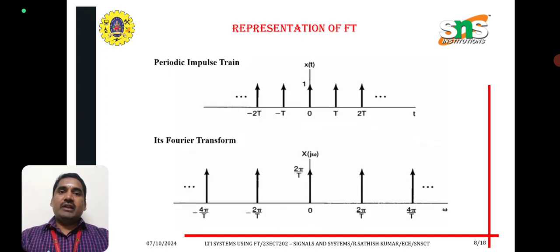This is the periodic impulse train in the time domain representation, with impulses at minus 2T, minus T, T, 2T and so on. While taking the Fourier transform of the above function, we can get the terms minus 4 pi by T, minus 2 pi by T, 2 pi by T and 4 pi by T with respect to omega. This is the frequency domain representation.